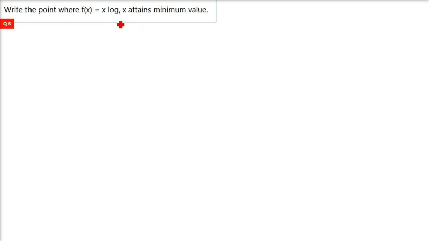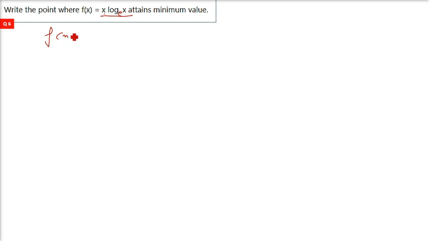Write the point where f of x equals x log x attains a minimum value. x attains minimum value. So the original function is x log base e x. This is log base e. So x log base e x is what?